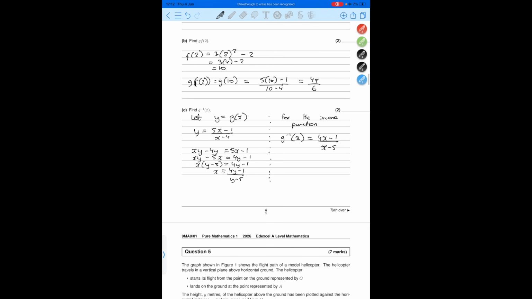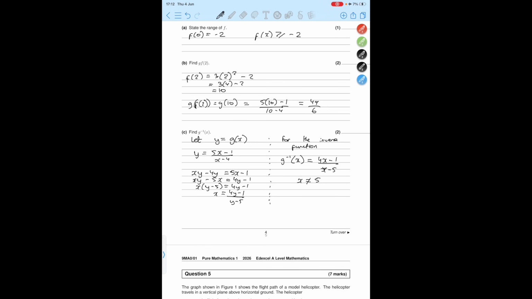But the last thing is we can't forget, we have to say for x not equal to 5. We have to remember the domain for the function, because we cannot allow x to be 5, otherwise our function is undefined. Hopefully that makes sense. So now let's move on to question 5 of this paper.